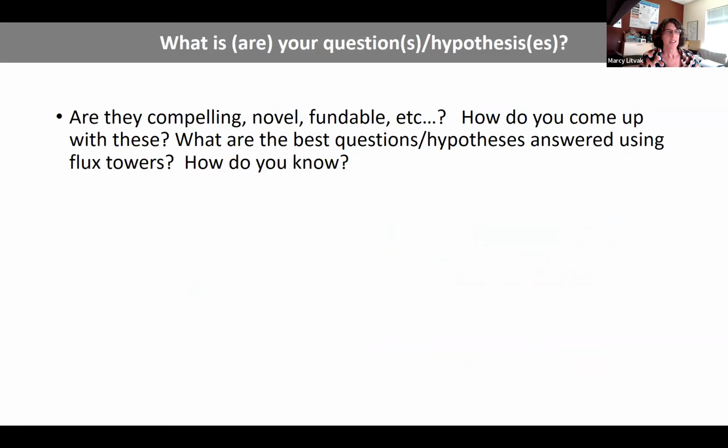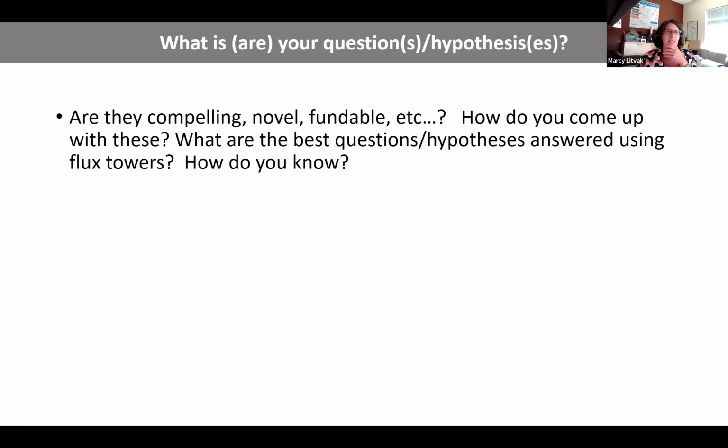So what I wanted to talk about, and hopefully this will generate some discussion, is thinking beyond the nuts and bolts of just setting it up, and thinking about the philosophy behind the tower in general: is it the best tool to use for your question, and what is your question?